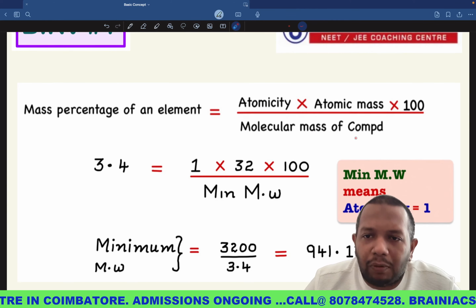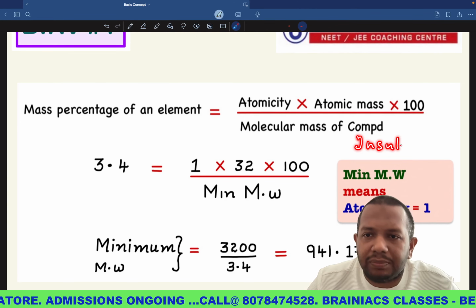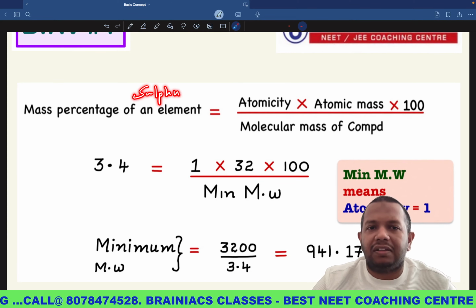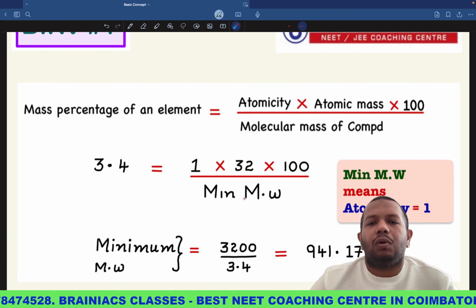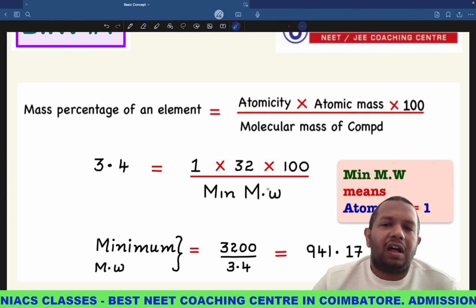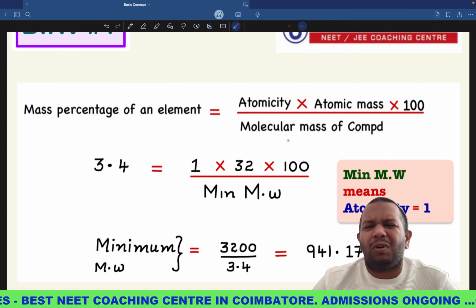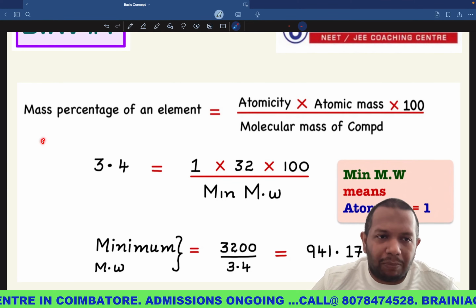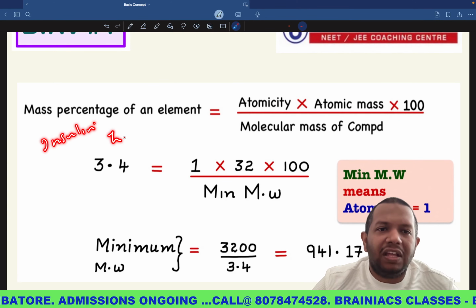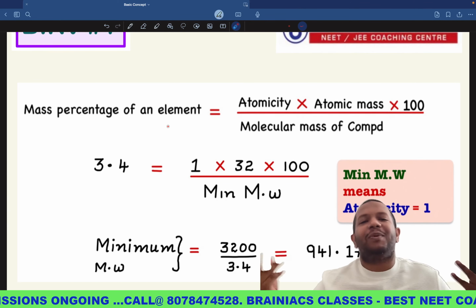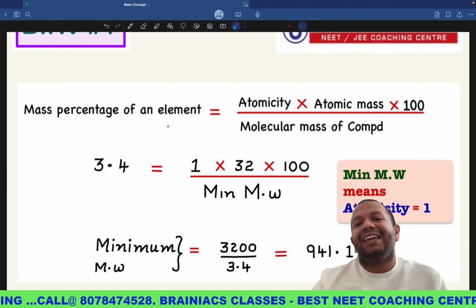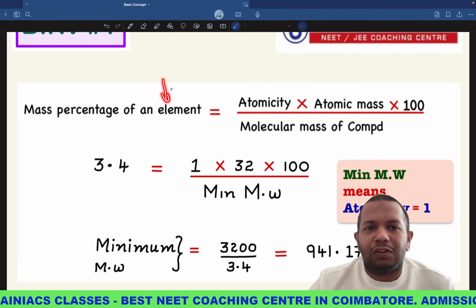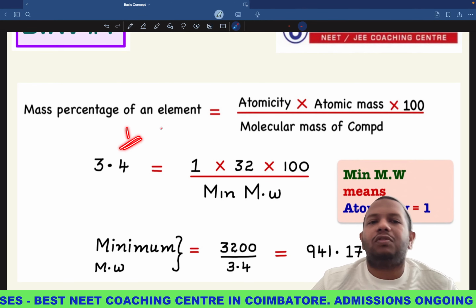The compound in our question is insulin. The mass percentage of which element is given? Sulfur is given in the question, 3.4. If you want to find the minimum molecular weight, what does minimum molecular weight mean here? It means that this compound, insulin, has at least one sulfur atom. We don't know how many sulfur atoms are there. That is the reason why we calculate minimum molecular weight. Minimum means at least that element is present, so it should be 1.